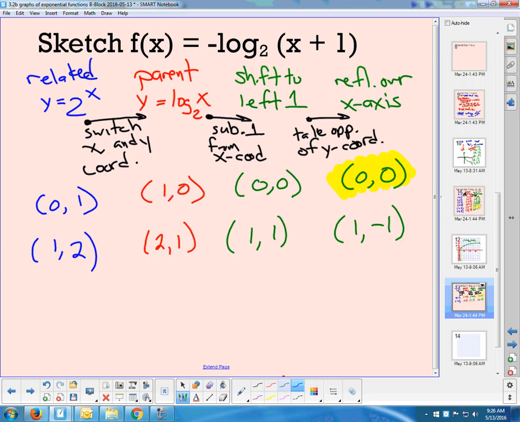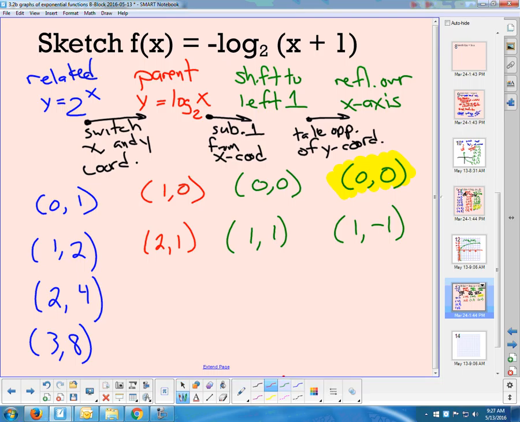Let me give you a couple more points on the related exponential. 2 squared is 4. And 2 cubed is 8. If you want to try those on your own, apply the transformations to get the end result. See how it goes. Come back in a moment.